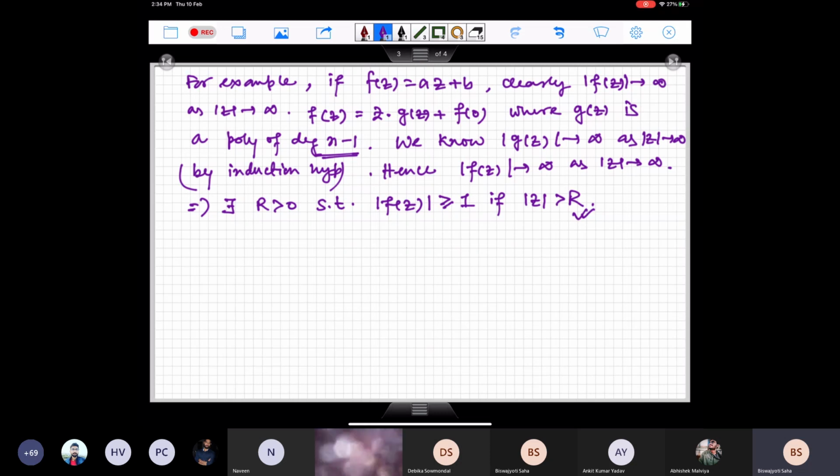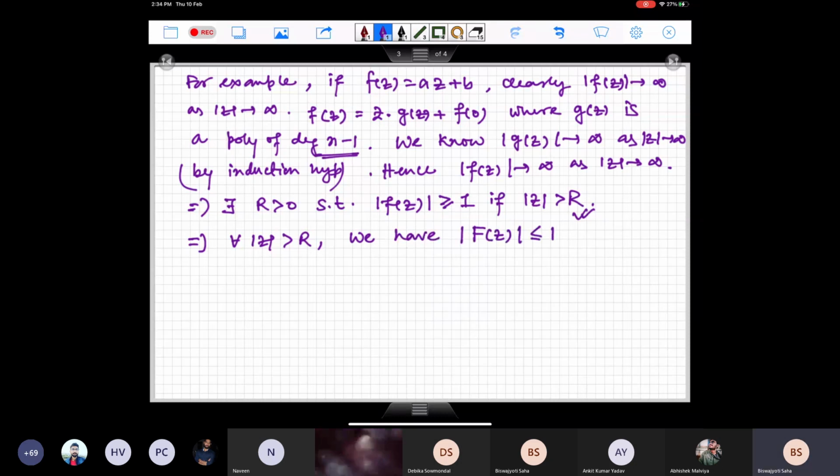So I have this. Now once I have that, this implies for all mod z bigger than r, we have mod of capital F of z is less than or equal to 1. Do you all agree to this? Yes, sir. Now this capital F of z is a holomorphic function, and this is less than or equal to 1 for mod z bigger than r.